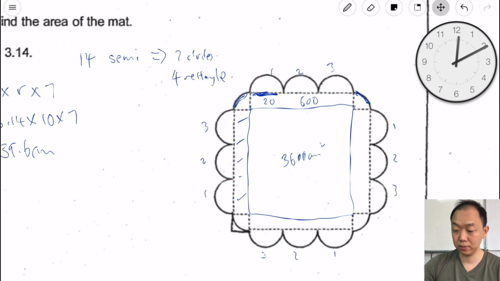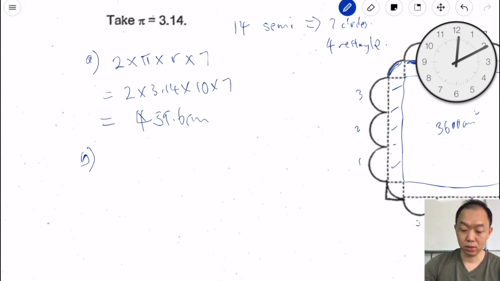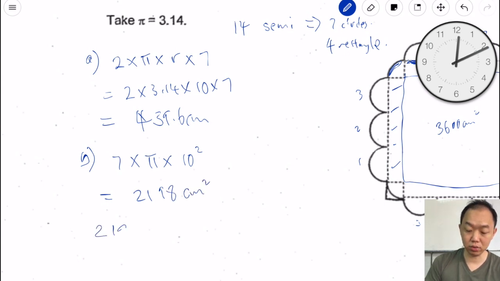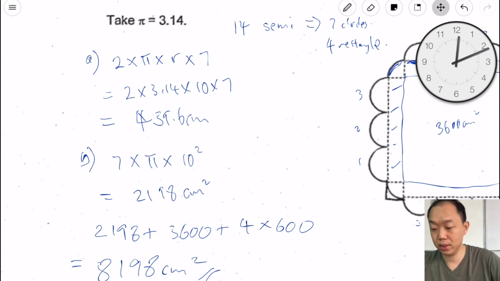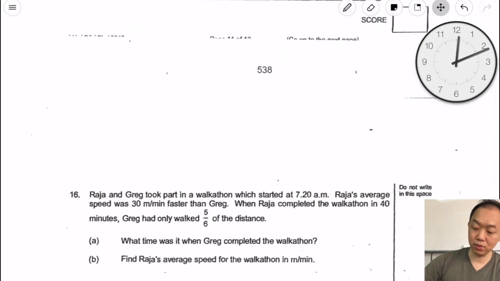And 7 circles. So 7 circles, gotta go back to our formula. So 7 times pi times 10 squared. Pi r squared is the formula. So 3.14, 7 times 100 times 3.14. It's 2198. So that's the area of 7 circles. Now to find the whole figure, we take the 2198 plus 3600 plus 4 times 600. So we get 8198 cm². Okay, so that's the area. Next. Not too bad, right? Speed is going pretty fast. Next.